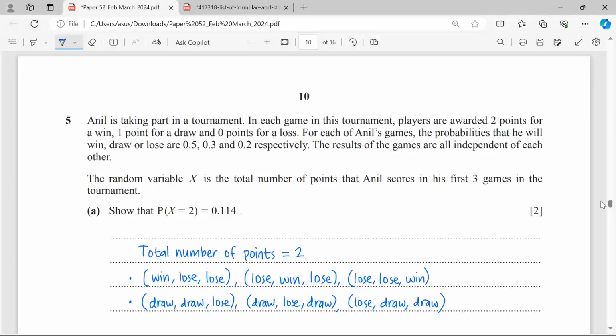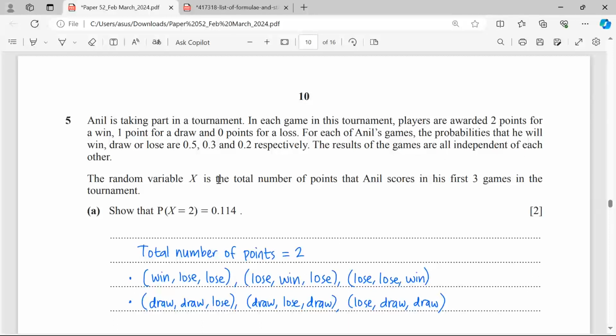Okay, now we continue to number 5. For number 5, Anil is taking part in a tournament. In each game in this tournament, players are awarded 2 points for a win, 1 point for a draw, and 0 points for a loss. For each of Anil's games, the probabilities that he will win, draw, or lose are 0.5, 0.3, and 0.2 respectively. The results of the games are all independent of each other.